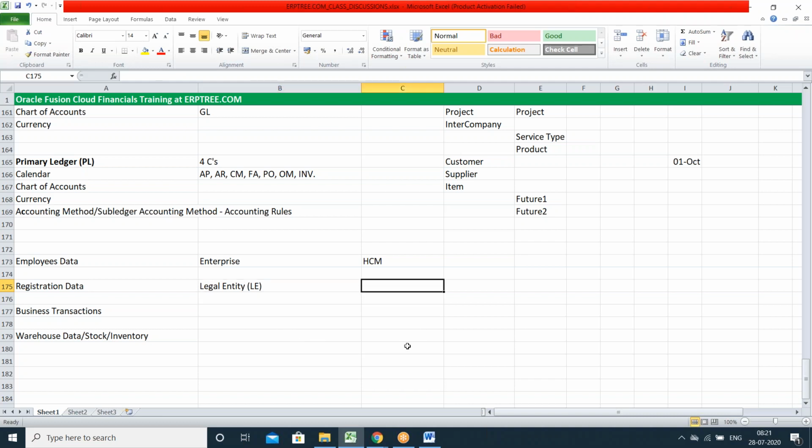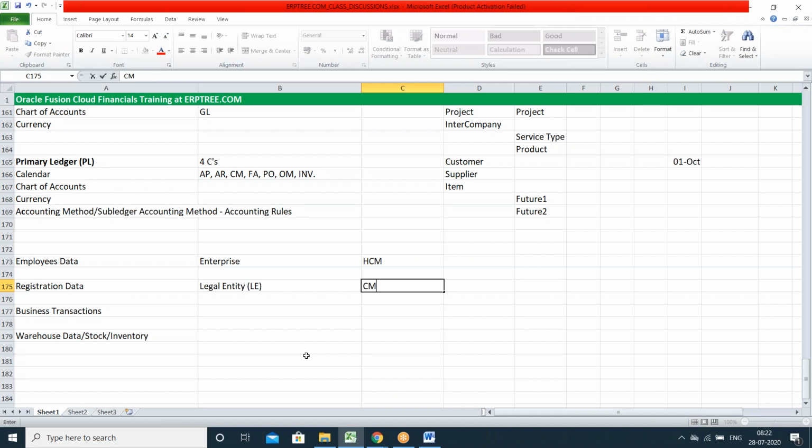So at the legal entity level, legal entity means company identification. So the entity which is registered to run the business. At this legal entity level, you can maintain the cash management application. The cash management application you can maintain at legal entity level.